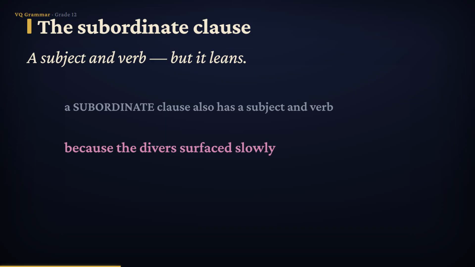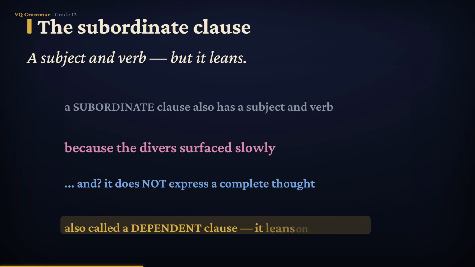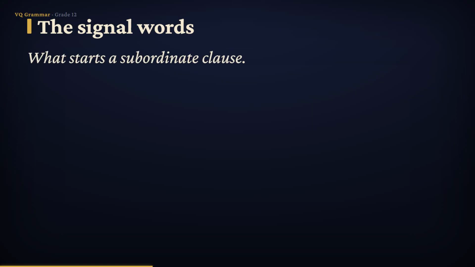"Because the divers surfaced slowly." Same subject, same verb. But now the thought is no longer complete. Because they surfaced slowly, and what? You're left hanging, waiting for the rest. That single word, because, turned a finished thought into an unfinished one. Since a subordinate clause depends on a main clause to make sense, we also call it a dependent clause. It has everything a clause needs, but it cannot stand alone. It leans.